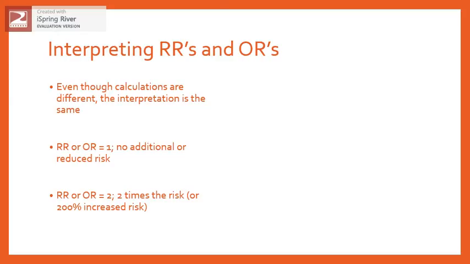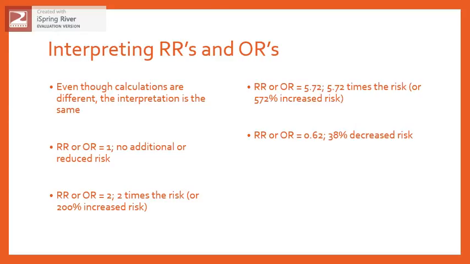For a relative risk or odds of 2, that means twice the risk, or 200% increased risk. If the odds ratio was 5.72, that would be 5.72 times the risk, or a 572% increased risk. If the relative risk or odds was 0.62, that would be a 38% decreased risk, and so on.